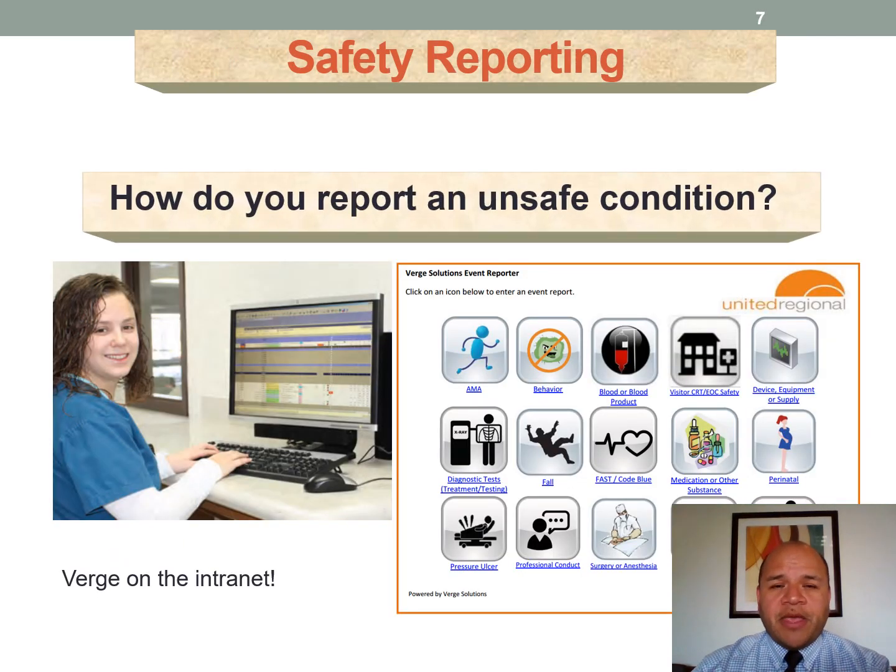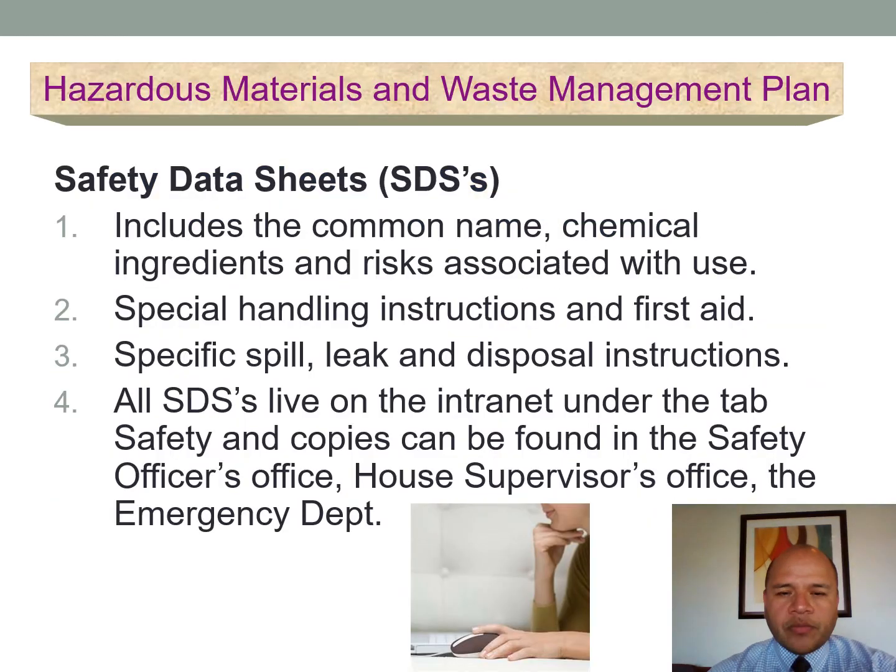Safety reporting. One of the ways that you can help us in the organization is by reporting any incident you see that you feel is unsafe. What we use is an event reporter that's found on the internet. It's called Verge. Whenever you click on the event reporter, it'll basically walk you through the different processes to report anything from a slip, trip, fall to an unsafe condition, something that you feel needs to be looked at. All those are taken very seriously, and we investigate those within 24 hours of receiving a report.